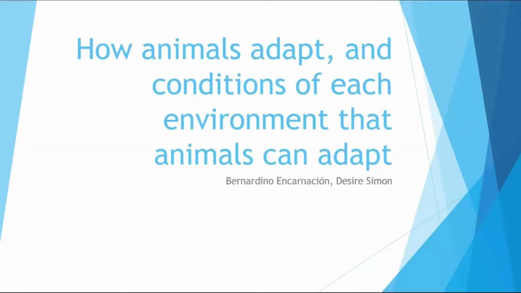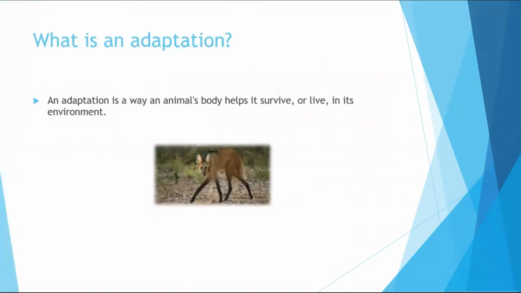We're going to present how animals adapt and the conditions of each environment that animals can adapt to. First, what is an adaptation? An adaptation is the physical characteristic of an organism that helps it to survive better in the surrounding environment.